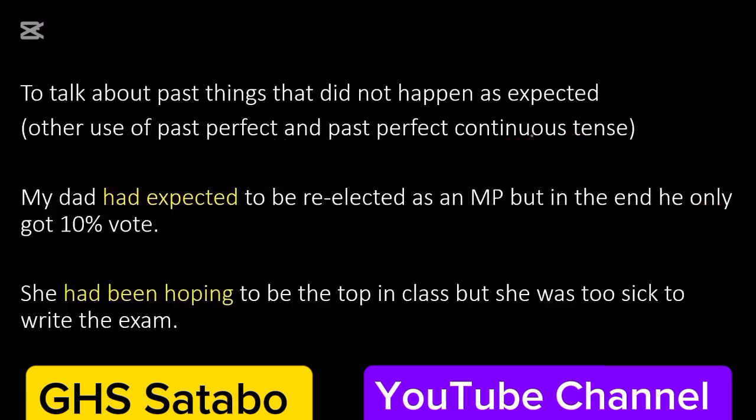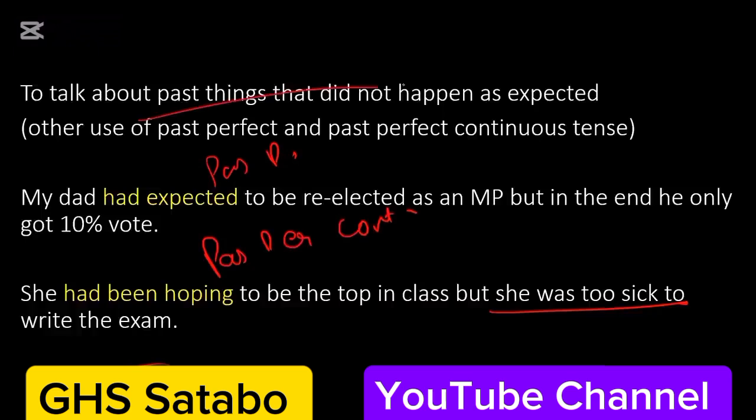She had been hoping to be the top of the class, but she was too sick to write the exam. So this is past perfect tense and this is past perfect continuous tense. Both the tenses are clearly showing that things did not happen the way they were expected to.